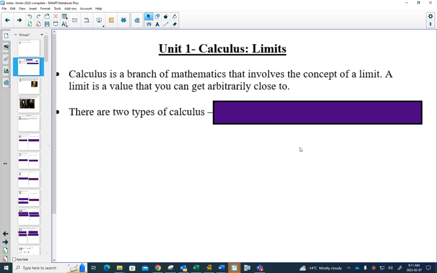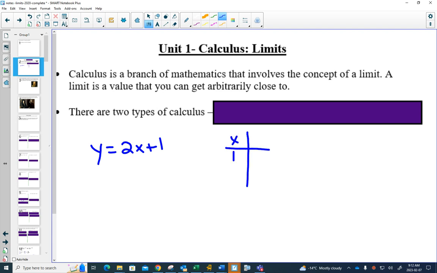So, for example, the difference is if I had a function, just a straight line, you know that when x is 1, y would be 3. And in calculus, we would say the difference between a limit and an actual value is a limit is saying, what happens when you get close to 1? Well, when you get close to 1, in this situation, it's pretty obvious that your answer would get close to 3. And so we would say that the limit as x gets close to 1 gets close to 3.